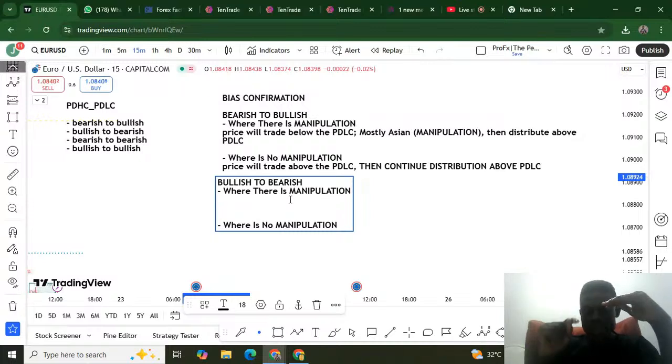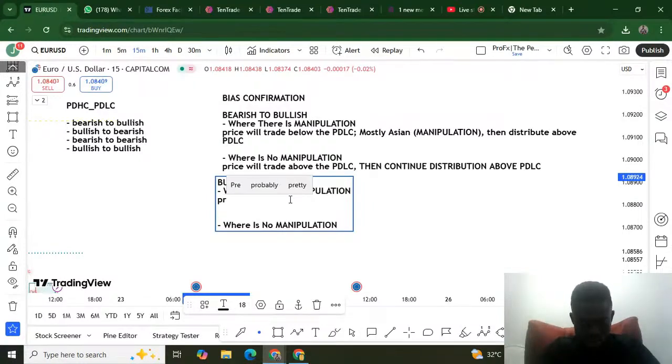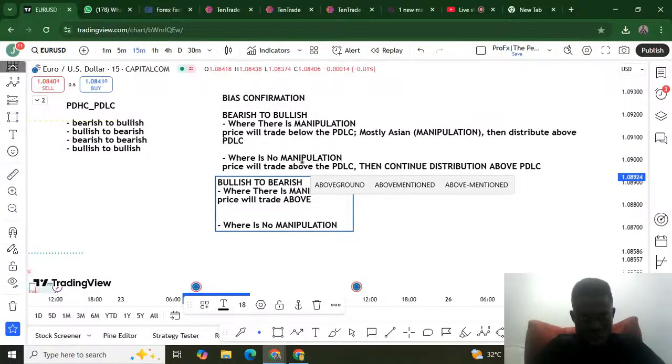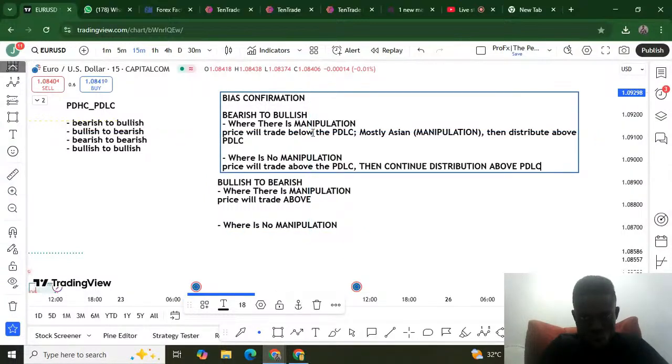For where there's manipulation, price will first start trading above the previous day's close, mostly Asian. Then there will now be a distribution below previous day's high and close. Is that clear? Let's go. Price will what? Price will trade above. That's the difference. For this other one, price will trade below.